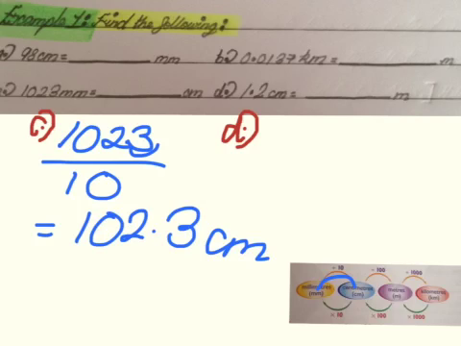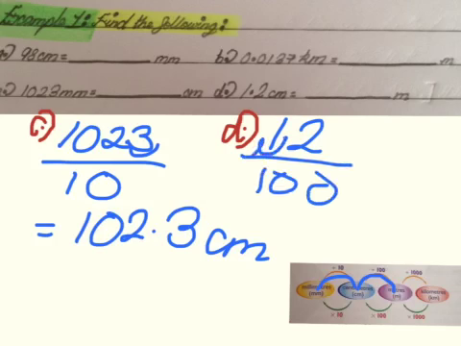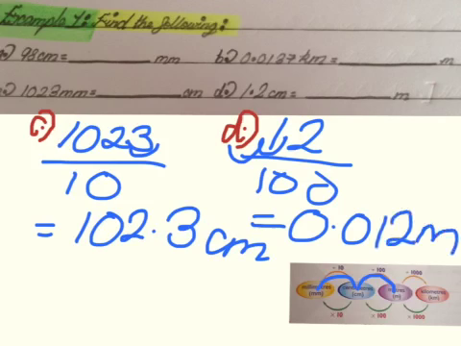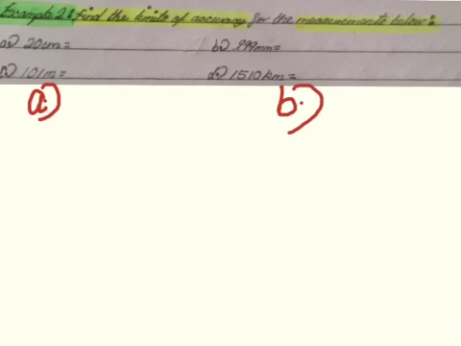Now we get along with part D, the last but not the least. 1.2 centimeters into meters. Centimeters to meters, so we can see divided by 100. 1.2 divided by 100 gives us the answer of 0.012 meters.